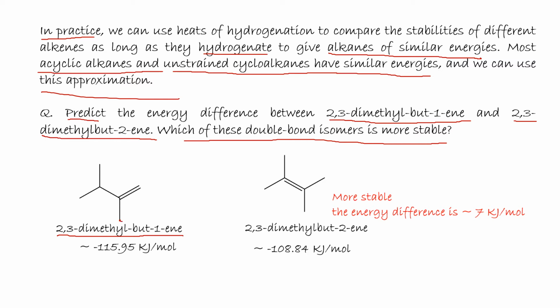Okay, this is geminal disubstituted alkene. So approximation, the energy released is 115.95 kilojoule per mole. For the 2,3-dimethylbutene, this is tetra-substituted. So the energy released is 108.85 kilojoule, which means that the tetrasubstituted is more stable by around 6 kilojoule per mole.